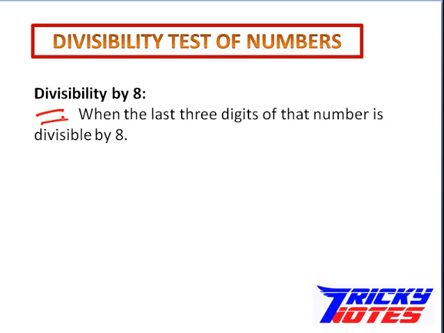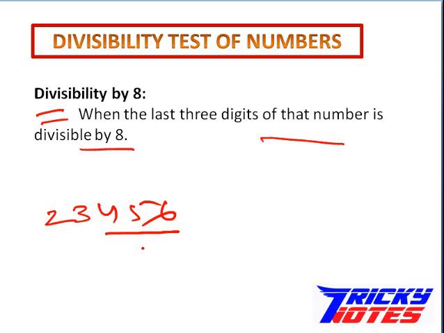Divisibility test by 8. When the last 3 digits of a number are divisible by 8. See, 1, 2, 3, 4, 5, 6. Now we need to see whether these 3 digits are divisible by 8 or not. If yes, the whole number is divisible. If no, then the whole number is not divisible. Now we will see these 3 numbers. 8 fives are 40, again 8 sevens are 56. So these 3 digits are divisible, so the whole number is divisible.